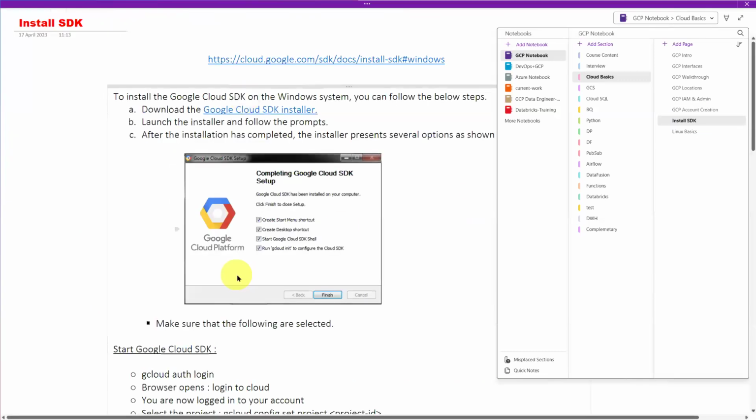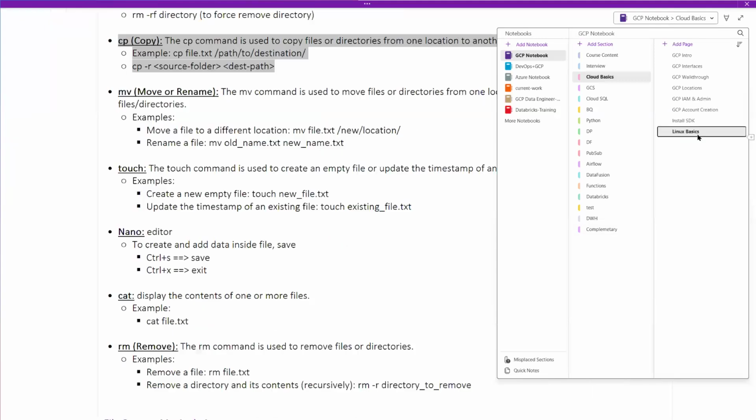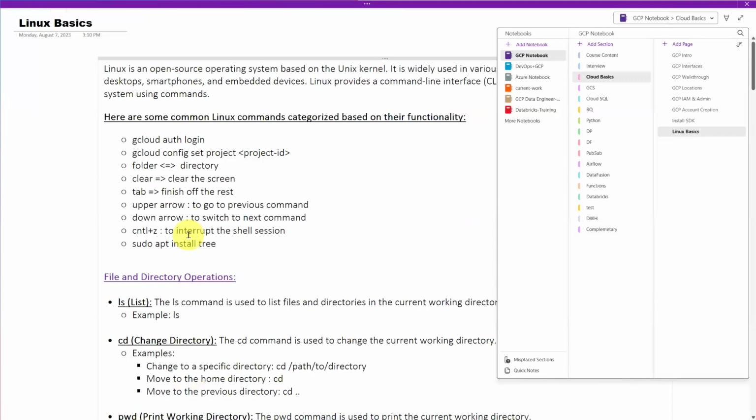GCP account creation, a video I have created for creating a free tier account, I'll tell you later. So we need to work with the SDK also. What is the SDK? How do we install the SDK? The Linux basics. Next, these are all cloud basics, right?